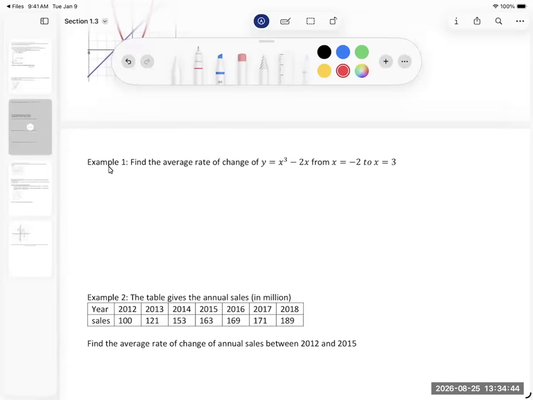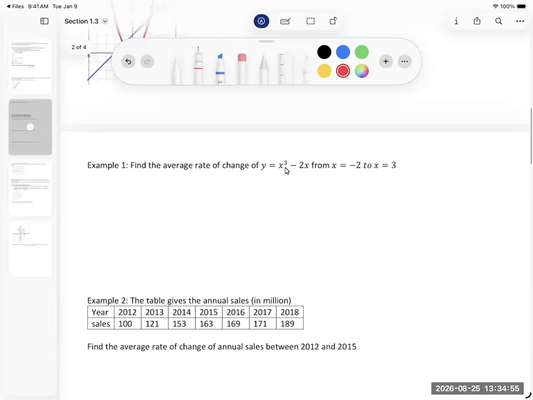Now, let's take a look at example 1. Find the average rate of change of y equals x cubed minus 2x from x equals -2 to x equals 3. So this is a nonlinear line. This is the curve, okay? Because how do we know this is the curve and nonlinear?